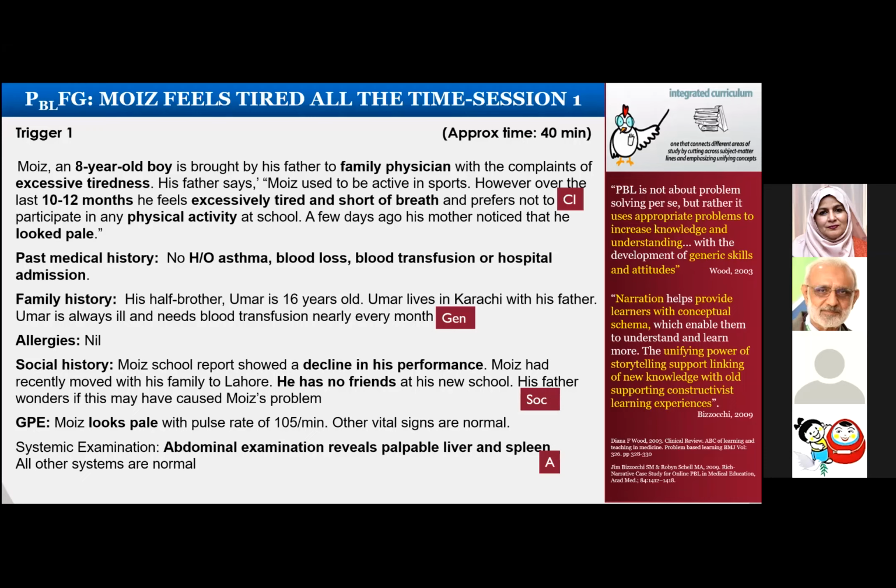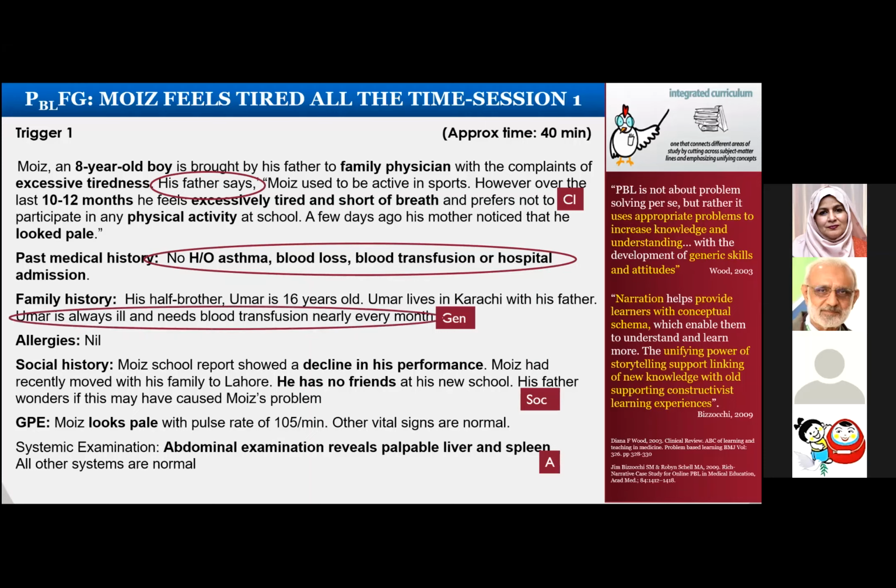Some things are highlighted there. For example, his father says, so you have a narrative there. You're just picking up the father's words and putting them right there, as normally this is not done in case write-ups. No history of asthma, blood loss, blood transfusion, or hospital admission. It is a no history, but it's very important, so it should be emphasized.